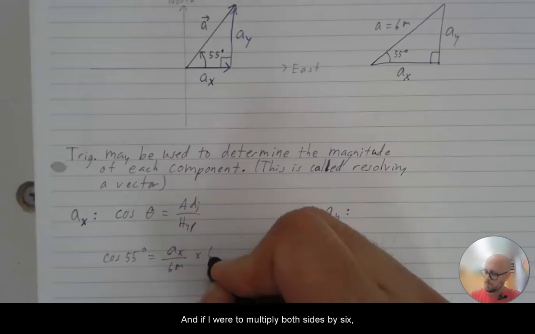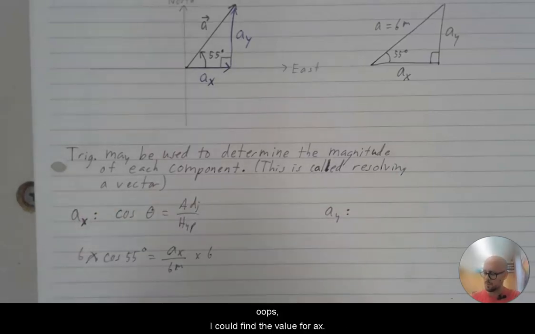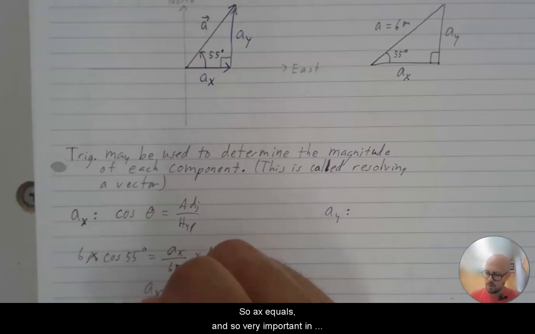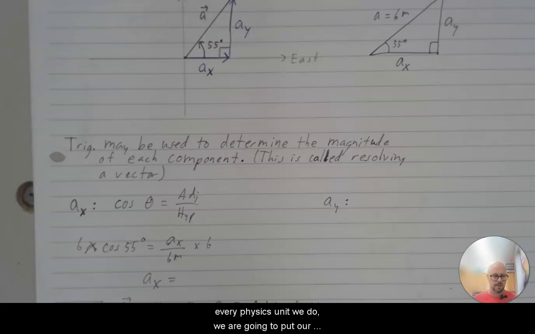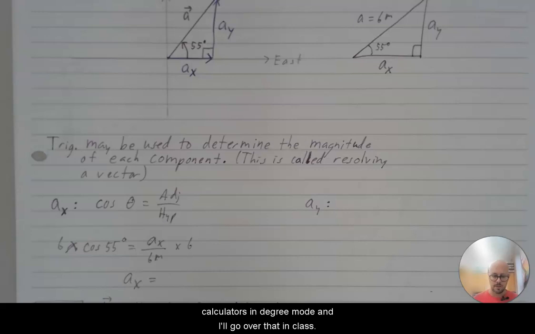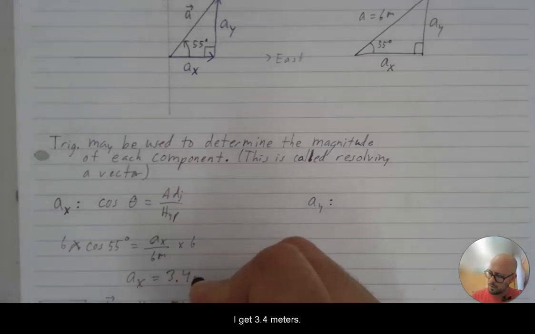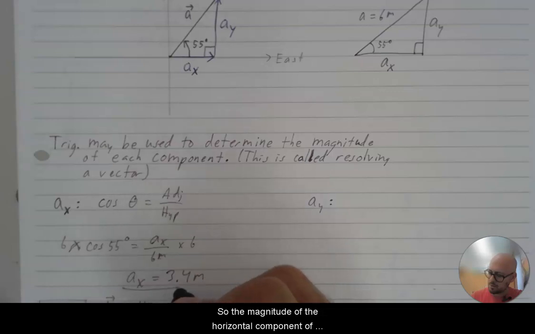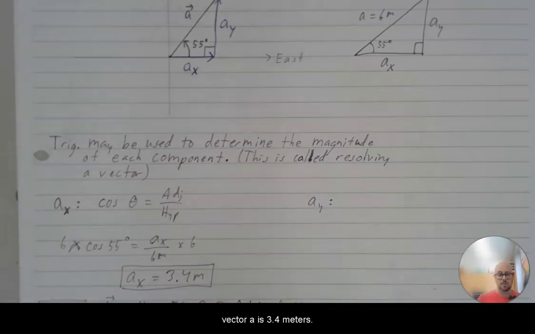And if I were to multiply both sides by 6, I could find the value for AX. So AX equals... very important, in every physics unit we are going to put our calculators in degree mode, and I'll go over that in class. But if I do 6 times the cosine of 55, I get 3.4 meters. So the magnitude of the horizontal component of vector A is 3.4 meters.